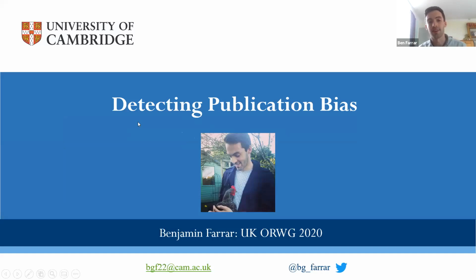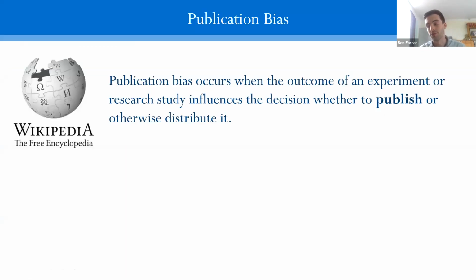So I'm going to be talking about detecting publication bias and a few of the challenges that we've faced when trying to detect publication bias in the literature. I'm sure I'm probably preaching to the choir here, but I'll go through a brief background to publication bias. So I looked at what Wikipedia said about it.